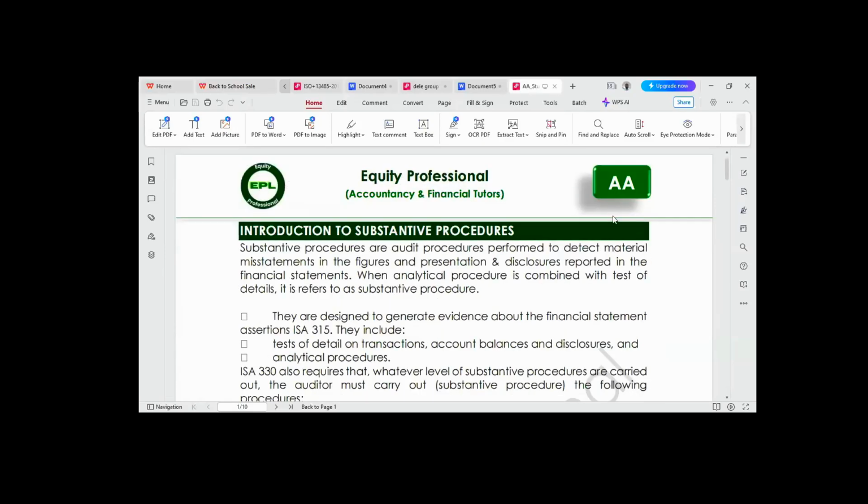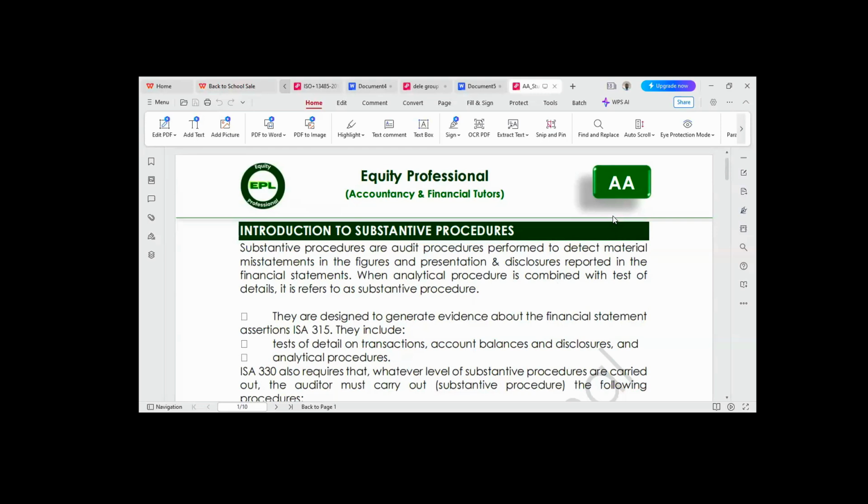Today, we are looking at chapter 9, which is talking about introduction to substantive procedure, right? Now, remember the last time we looked at the test of controls, and I explained that test of control refers to the evaluation of the existing internal control system. You are evaluating the existing internal control system in order to ensure that the audit evidence obtainable from the existing internal control system can be relied upon.